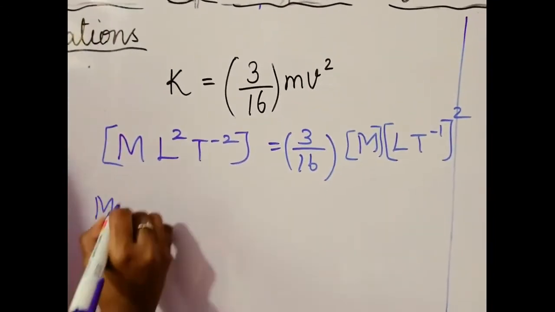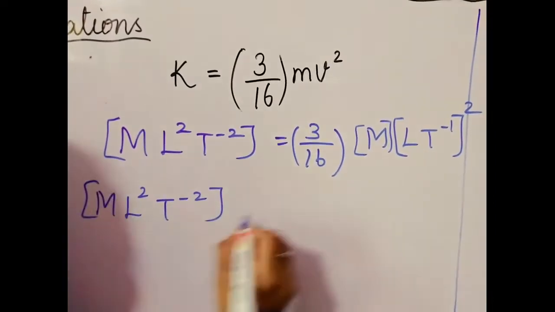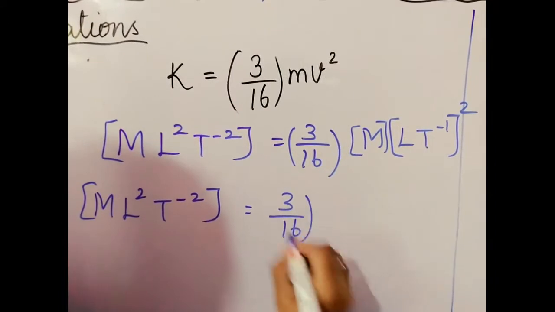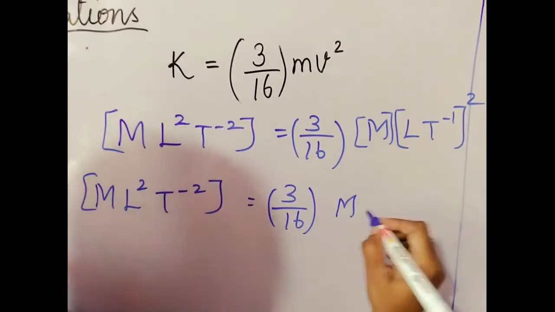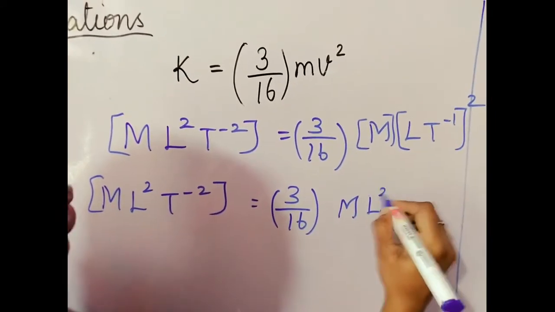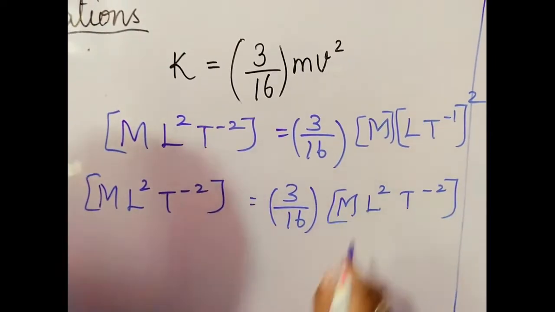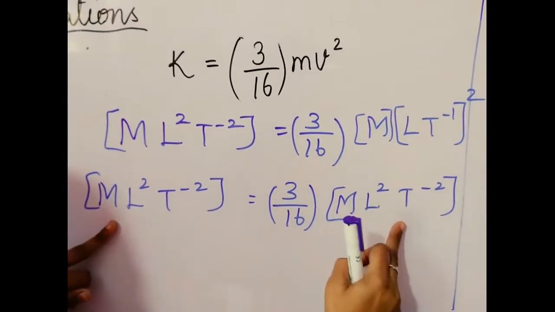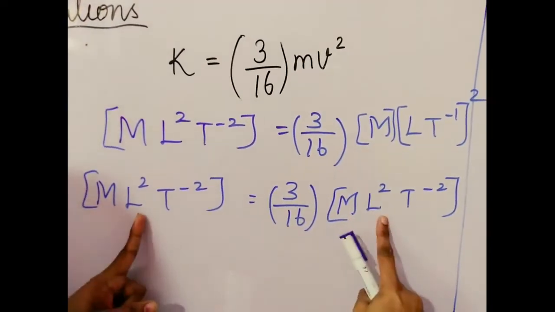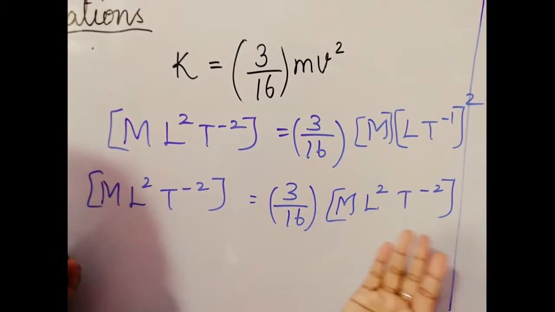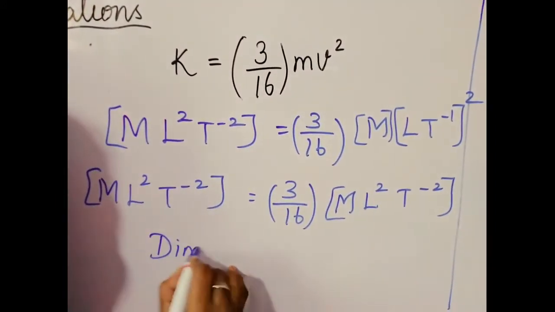So M power 1, L power 2, T power minus 2. 3 by 16 is a constant, so it doesn't have any dimensional formula. M power 1, L power 2, because it is the whole square, T power minus 2. You see that dimensionally it is correct. So M power 1, L square, T power minus 2, left hand side and right hand side both are equal. It is dimensionally correct.